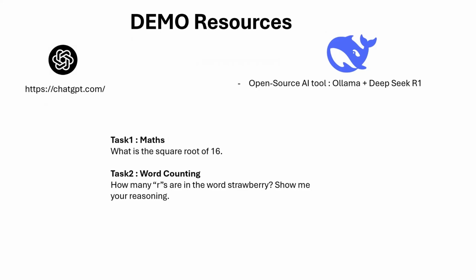We will test them on two tasks. One is math, and we will see how they reason without any explicit instruction about reasoning. The second one is word counting. This is a very popular question that people have been asking models online. I wanted to see how these two differ in distinguishing how many R's exist in the word strawberry, and I want to see how they reason.